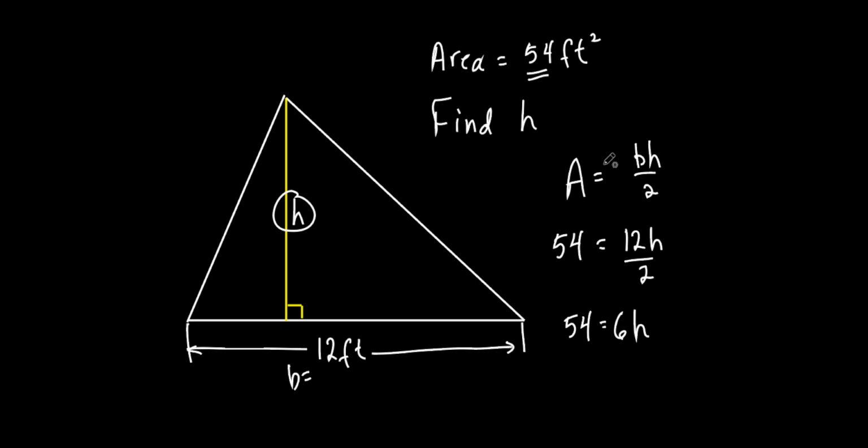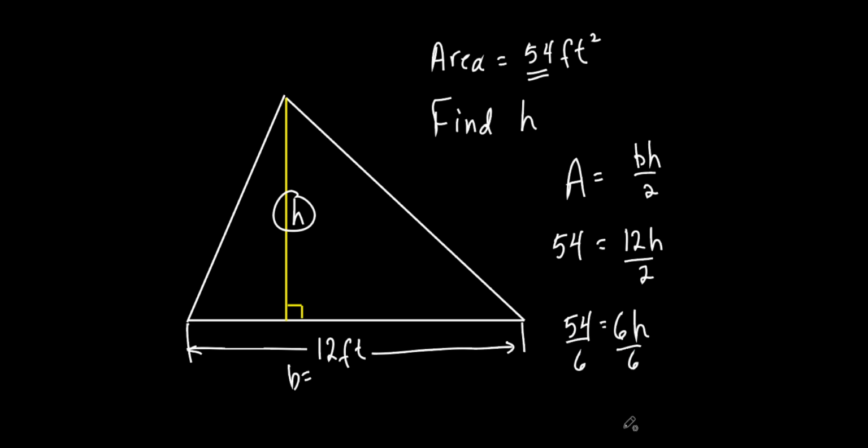I just plugged in all the numbers that I knew. I don't know why we're packing up. We're not done yet. So now I got to solve for h. How do I solve for h? Should be easy. We've done this a million times this year. Divide by 6. Divide by 6. And what do I get?